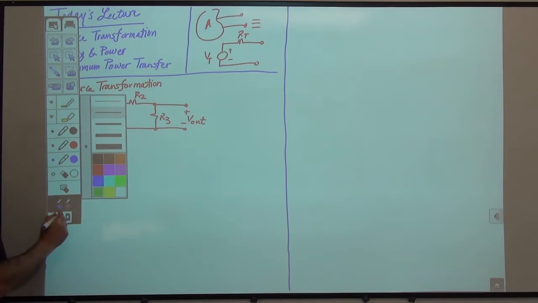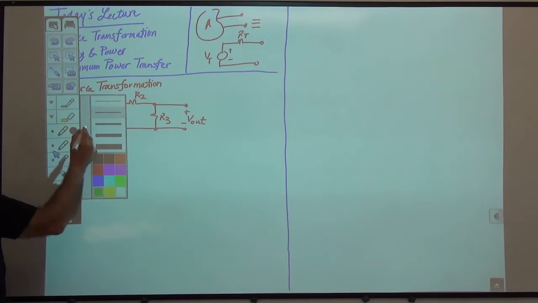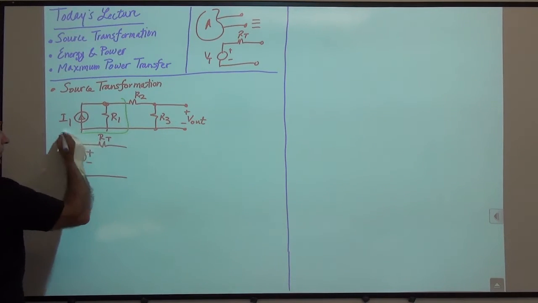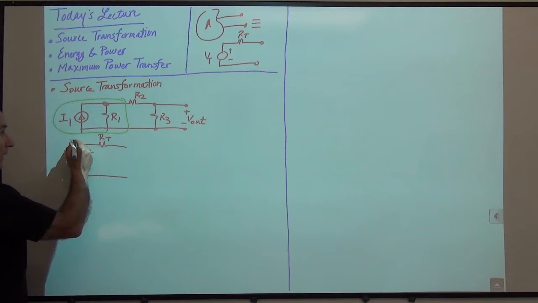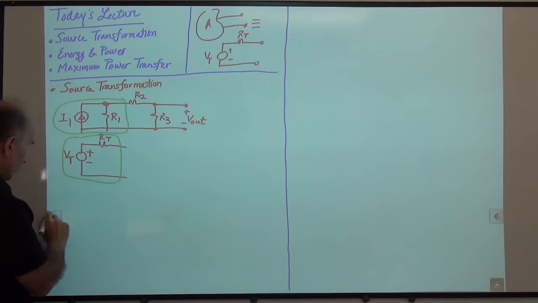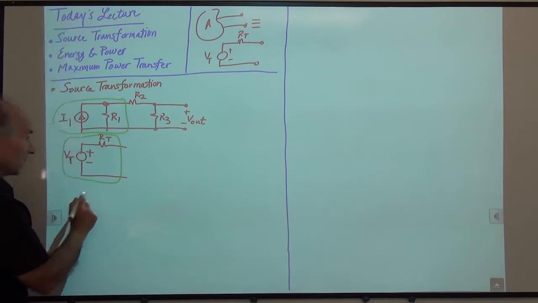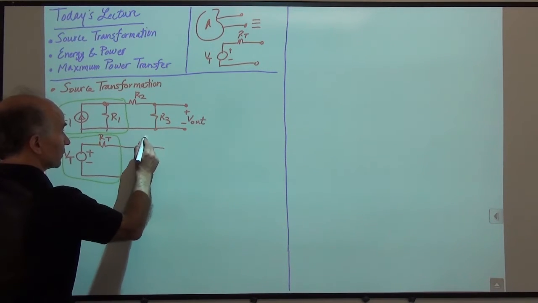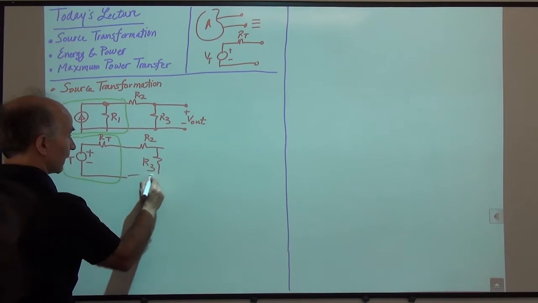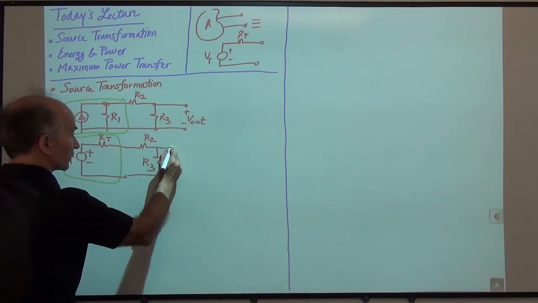And if I do that, then the result might be quite easy to analyze. So I'm trying to replace this box with this box here. Okay? And the rest of the circuit, of course, remains the same. So we have R2, then R3, and then V out.